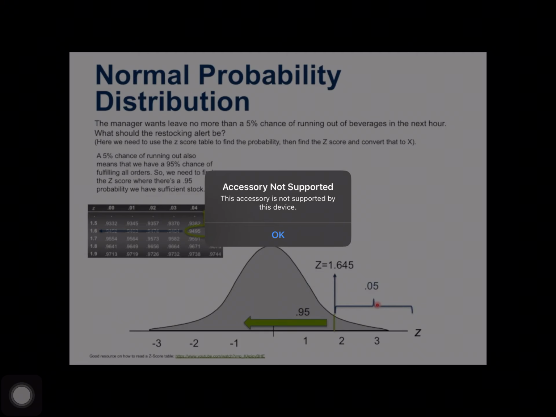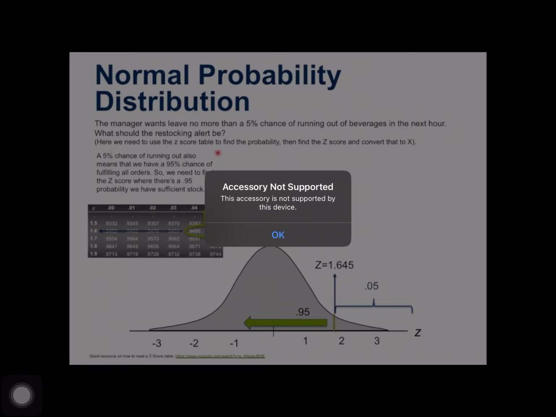Going to one more example here with the normal curve. If a manager wants to leave no more than a 5% chance of running out of beverages in the next hour, what would the restocking alert need to be set at? So you don't want to go dry at the beverage stand any more than 5% of the time. So what level do you need?